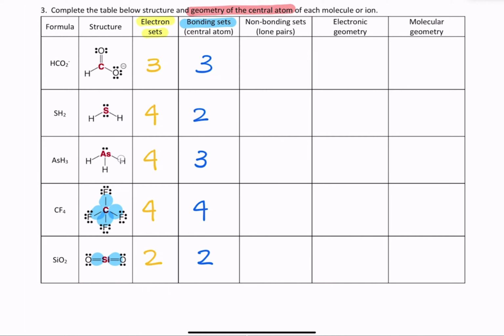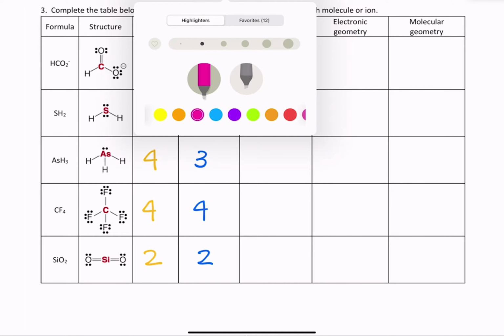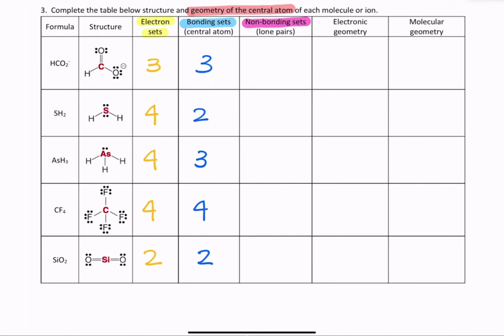What we're going to be looking for now is the number of non-bonding sets around the central atom, which is the number of lone pairs. No lone pair for the first molecule. Look, here on the carbon there are no dots. No lone pair. For the second one, 1, 2 sets that are non-bonding, 2 lone pairs. For the third one, 1. For the last one here, none as well. And for SiO2, none as well.